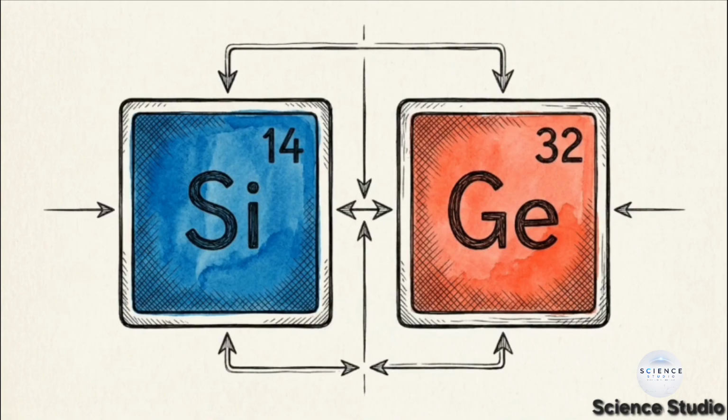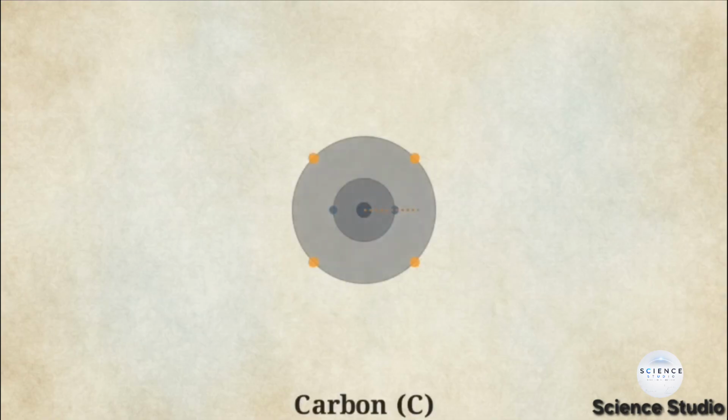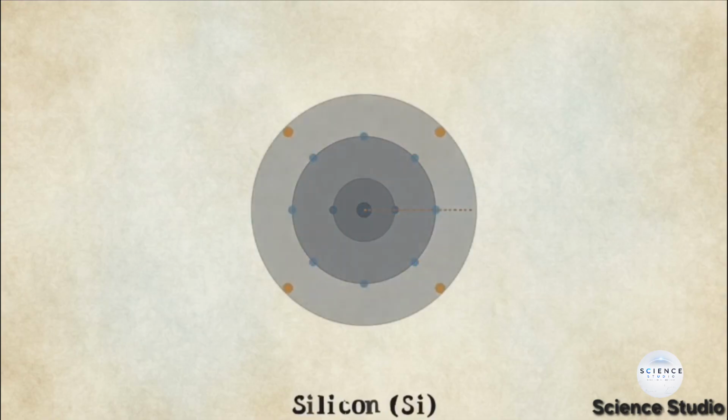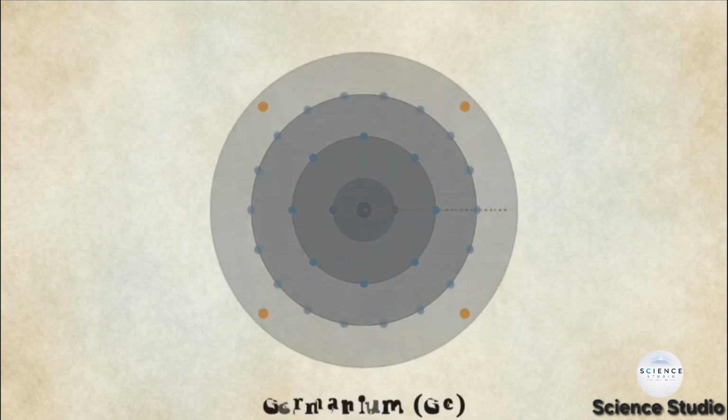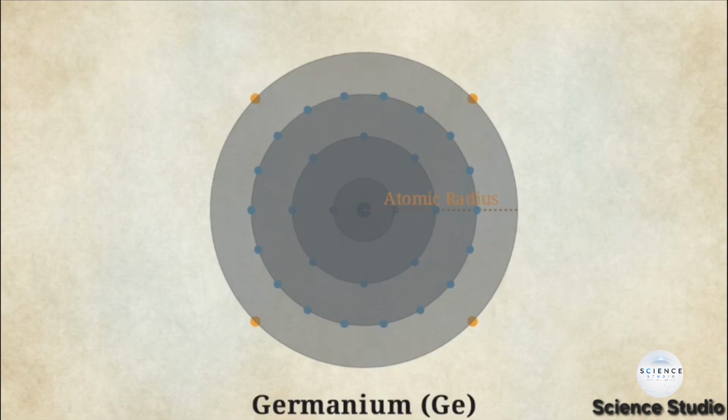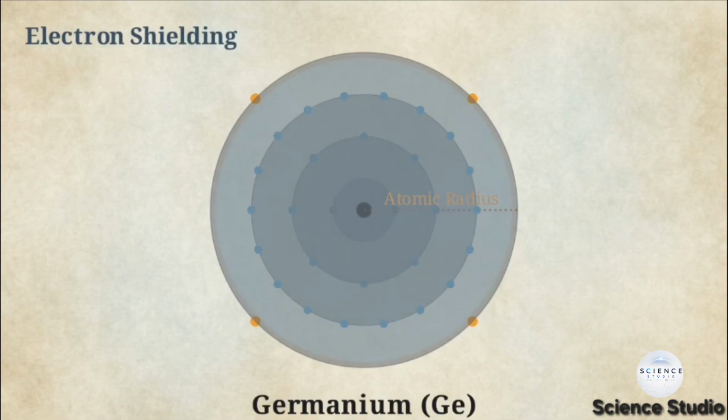Descending to silicon at atomic number 14 and germanium at 32, we see an increase in the principal quantum number. This animated comparison scales the atomic radius from carbon to silicon to germanium. As the valence shell is pushed further from the nucleus, the physical distance between the core and the outer electrons increases. At these greater distances, the valence electrons experience increased electron shielding from inner orbitals. This weakens the covalent bonds holding the lattice together.